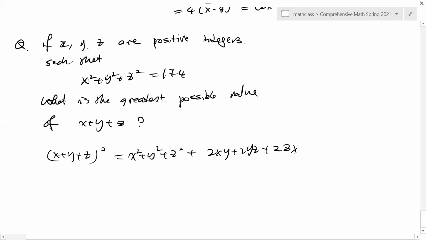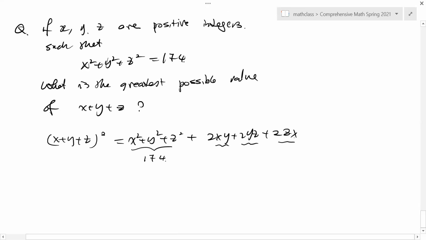All right. I think if we use this identity, we want to find the largest possible value. All I have to find is what is the largest possible value of this. And this is a fact, it's 174, right? If you can make xy, yz, zx as large as possible, then you solve the problem. And we also have the following inequality.